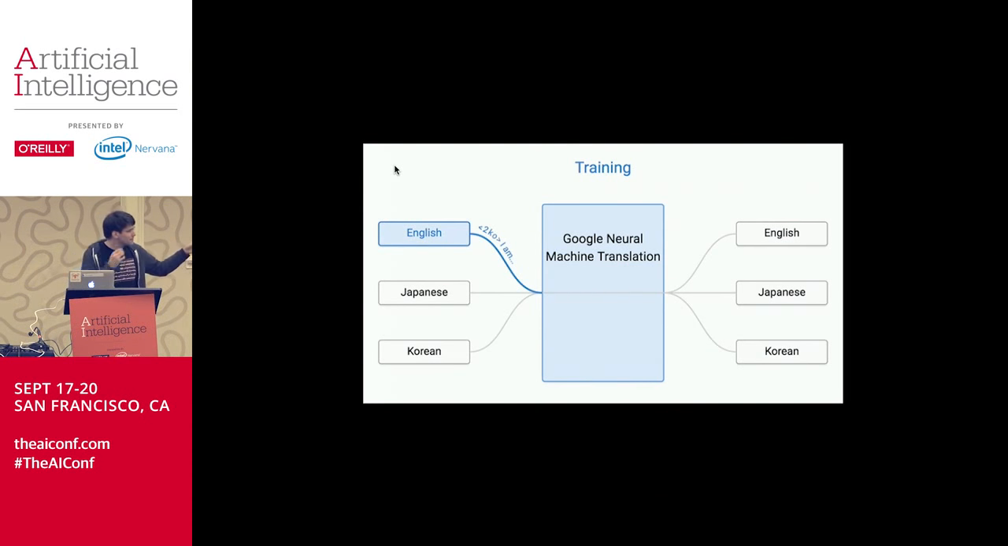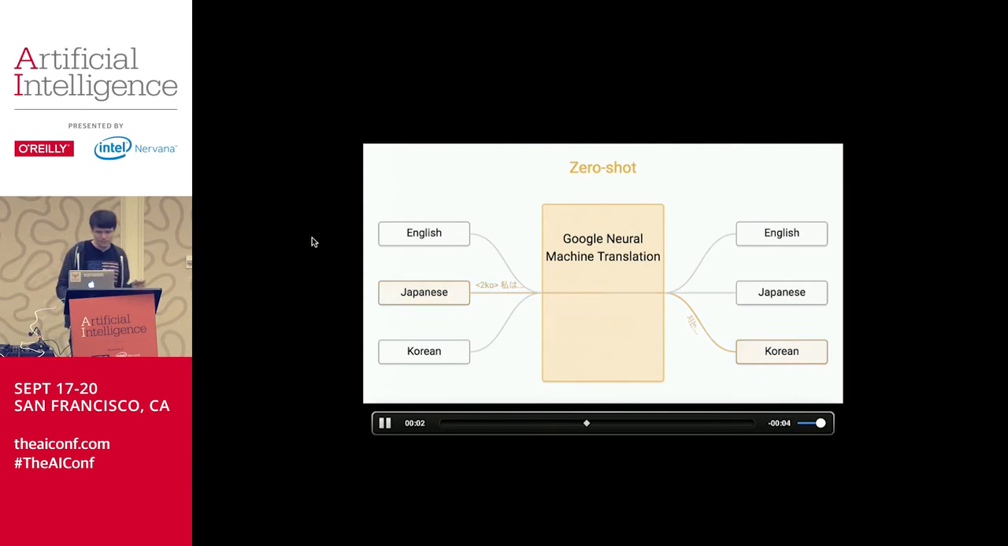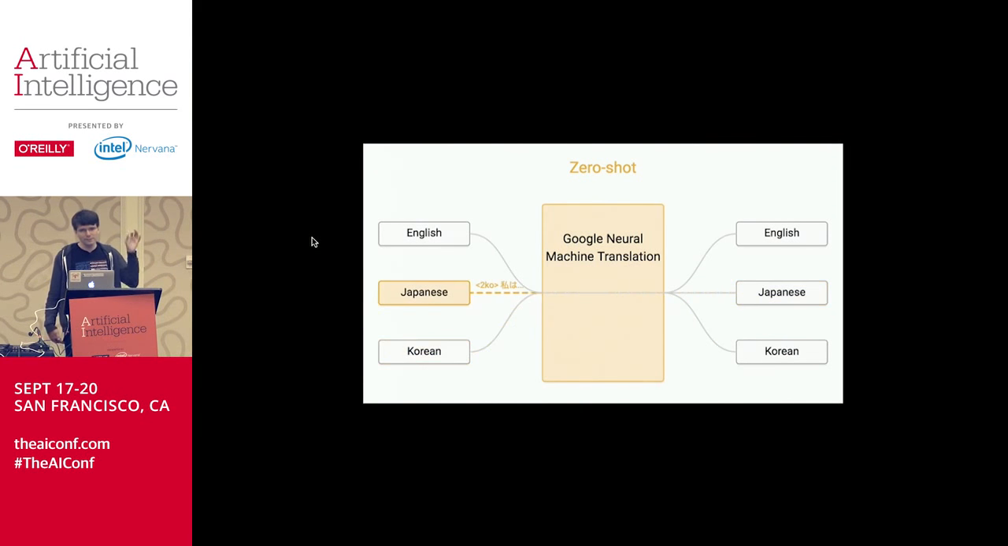In this case, the example is showing we're training English to Korean, English to Japanese, and Korean and Japanese back and forth to English. We never train Japanese to Korean or Korean to Japanese, but the neural network learns a kind of intermediate language that it can use to optimally translate between these different languages. And then from there, we can do zero-shot translation. We can translate language pairs that it's never seen before. We can go Japanese to Korean, Korean to Japanese, even though it has never specifically been trained on those pairs. It's only trained on English back and forth to those languages.